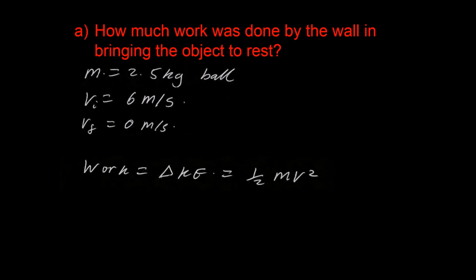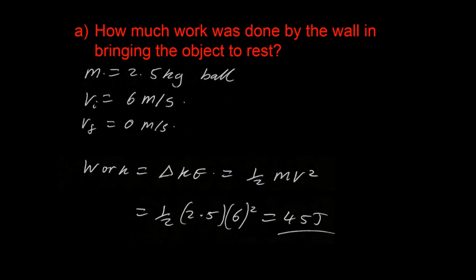So here, the smart way to go is to say my work is a change in kinetic energy. I'm going to start with a half mv squared at 6 meters per second and go to a half mv squared at 0 meters per second. This gives me 1/2 times 2.5 times 6 squared, minus 0. So 1/2 times 2.5 times 6 squared will give us 45 joules of work done to bring the ball to rest.